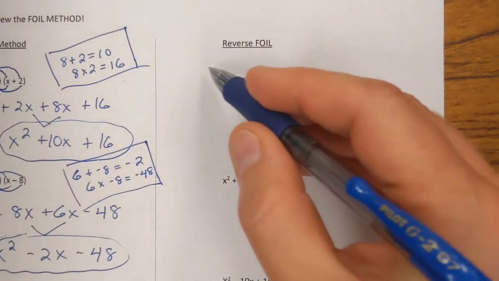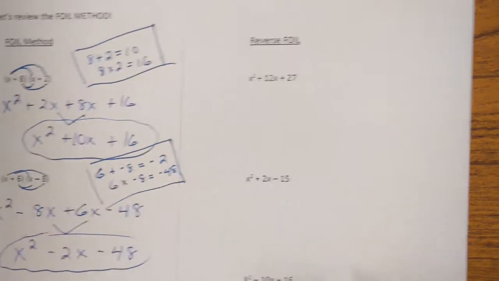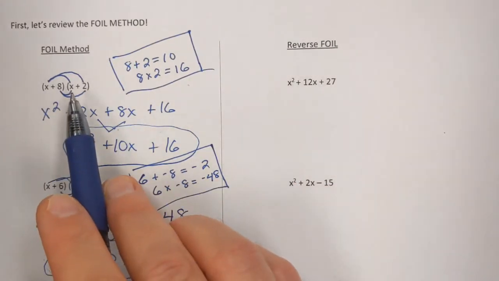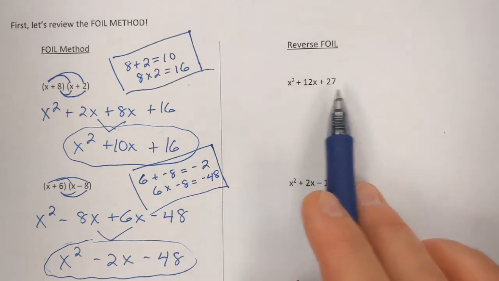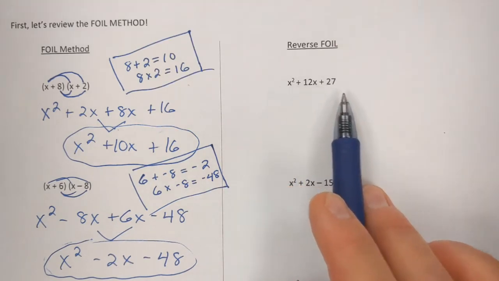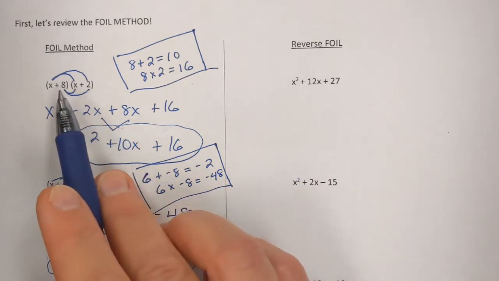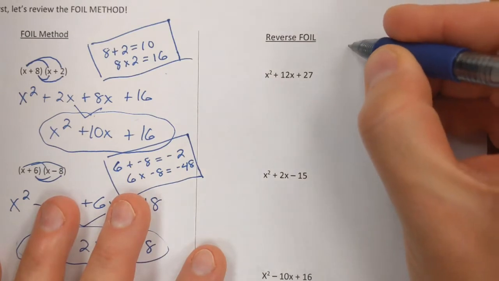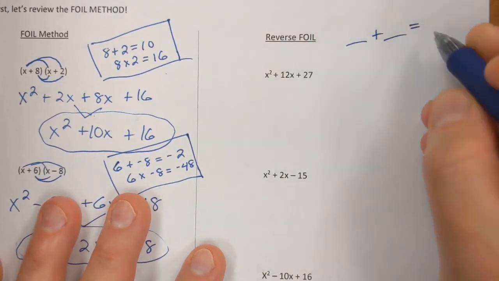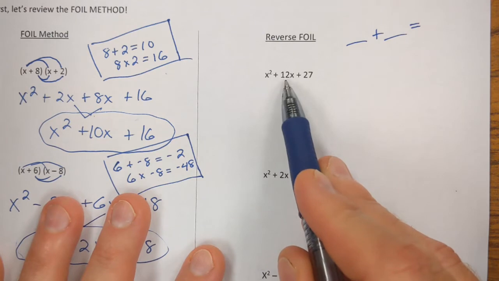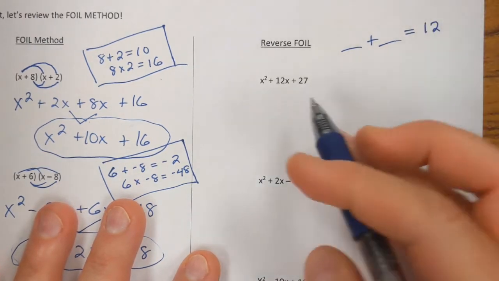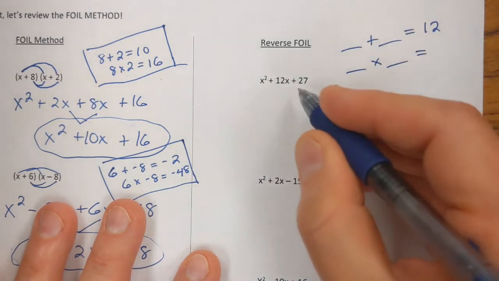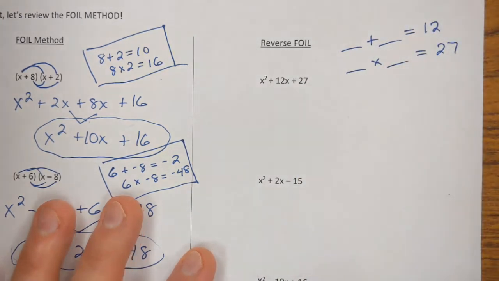So I'm going to introduce you now to this concept called reverse FOIL. See, in reverse FOIL, we want to do the exact opposite thing here that we did over here. Here we're starting with this, it's called a trinomial, this quadratic trinomial, and we want to break it down into 2 separate binomials. And we're going to use this little game, almost this little puzzle. We're going to say, let's find 2 numbers that add up to the linear coefficient of 12. And then we're also going to find 2 numbers that multiply to the constant term, the 27.